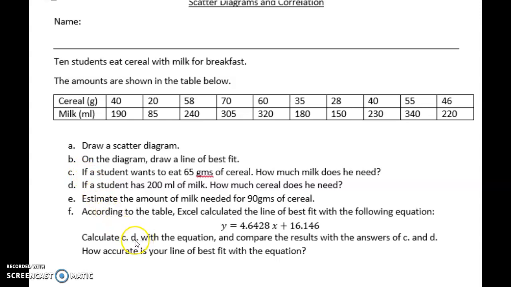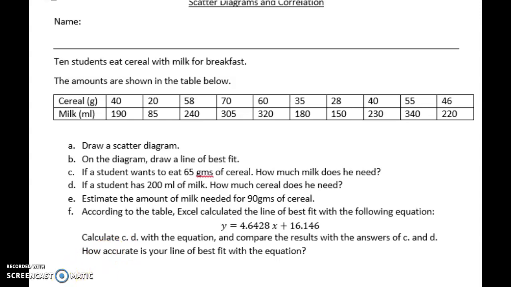And for letter D, since they're giving you 200 milliliters of milk, which is a y value, you have to replace y with 200 milliliters, and then you have to find x and solve that equation. Okay, and then you compare both results and you see if they are close to each other or not.